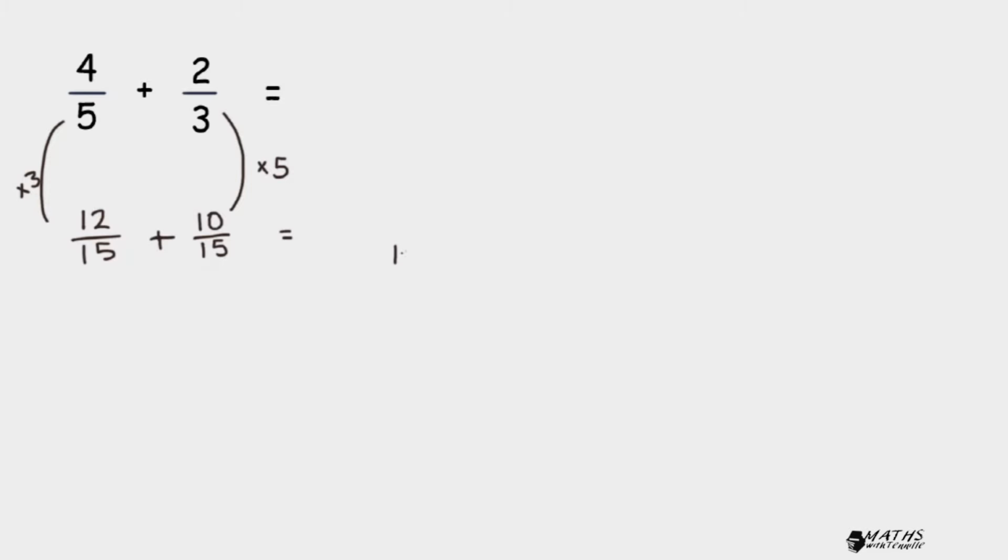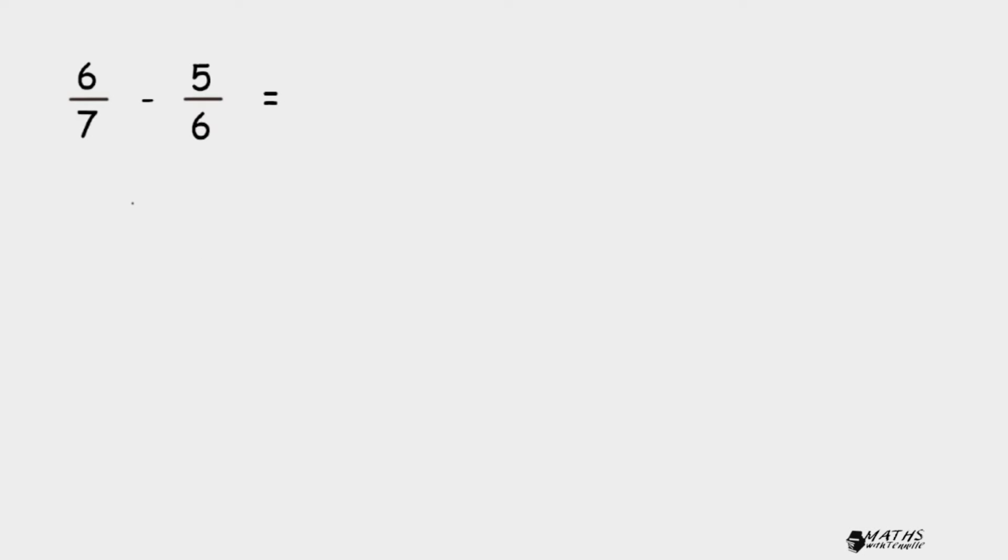We keep the denominator the same. Add the numerators. 12 plus 10 gives us 22. This is our improper fraction. To change to a mixed number, how many lots of 15 can we get in 22? 1. And the remainder is 7. Our denominator remains the same. 4/5 plus 2/3, final answer is equal to 1 and 7/15.